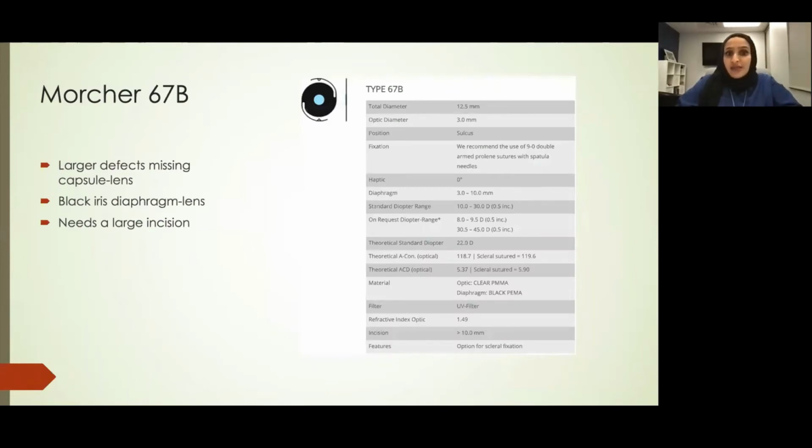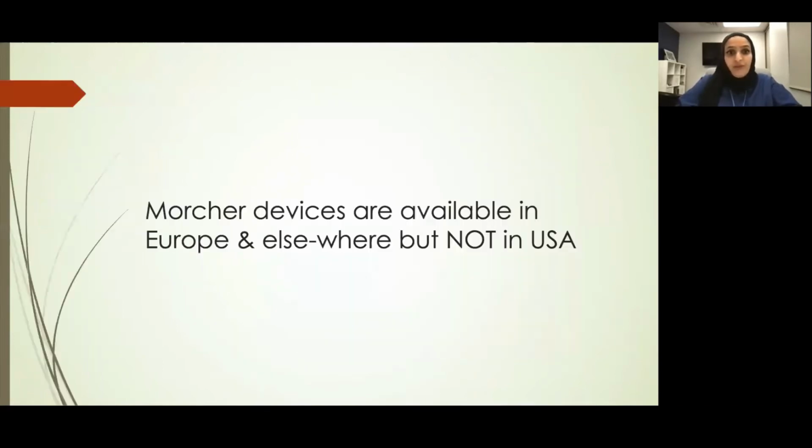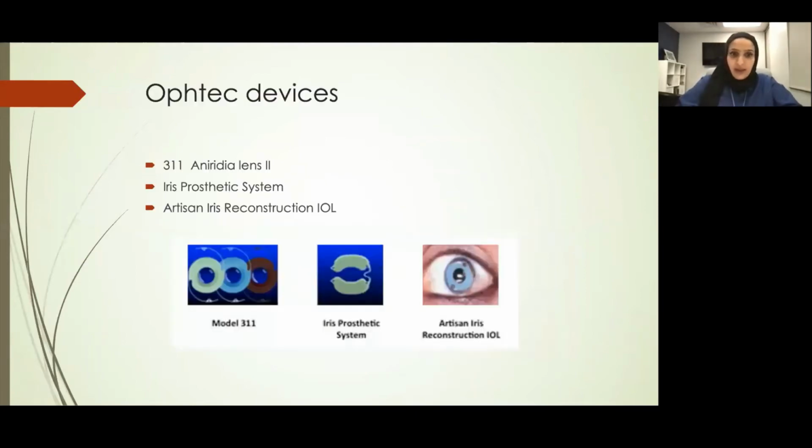Morcher 67B is a lens iris diaphragm. It is used for larger defects with missing capsule and lens. It comes only in black color. It needs a very large incision, more than 10 millimeters. And the central optic is a functional optic where we have a wide range of dioptric powers. Morcher devices are available in Europe and elsewhere, but are not available in the USA.